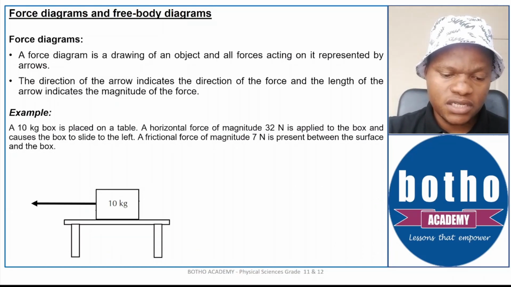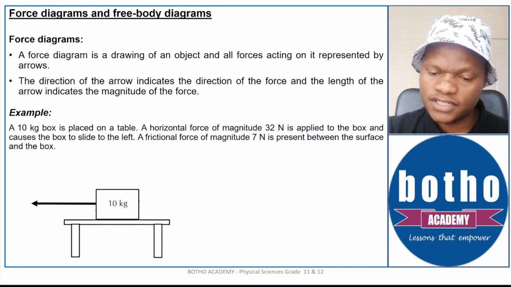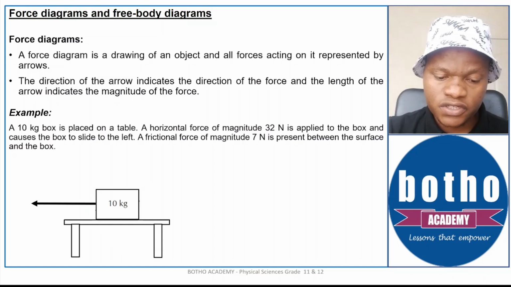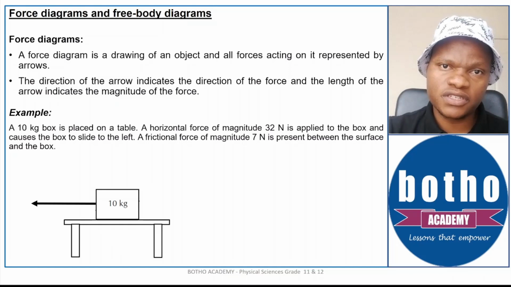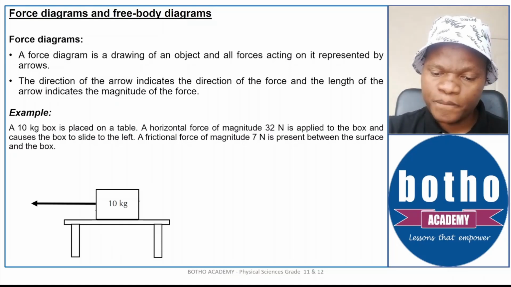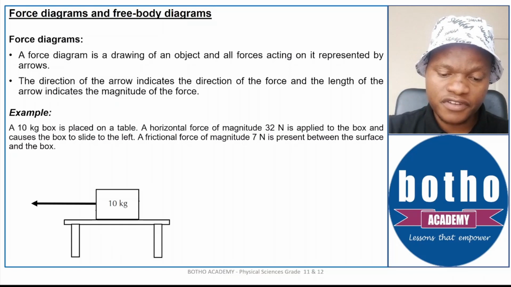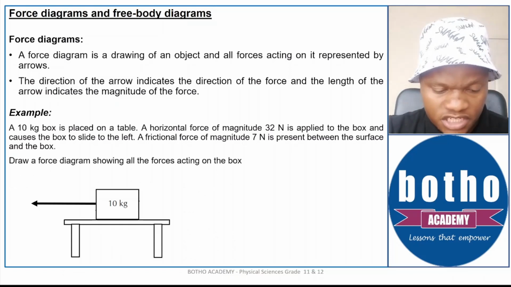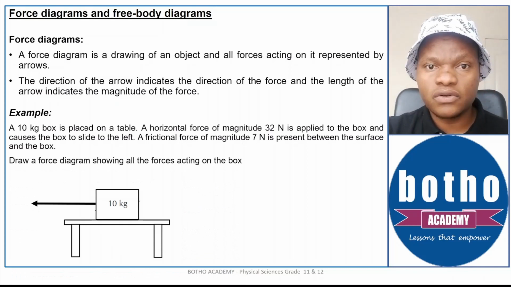Let's look at a practical example on how to draw a force diagram. Here you have a 10 kilogram box placed on a table. A horizontal force of 32 newtons is applied to the box, and it causes the box to slide to the left. So we expect that this force is applied on the left hand side, because it is pulling this object to the left, and it causes the object to move to the left. There is also a frictional force which is exerted by the surface. We know that from the previous lesson. This is an object in contact with the surface and sliding to the left. What are we expected to do? We are expected to draw a force diagram representing all the forces acting on this box.